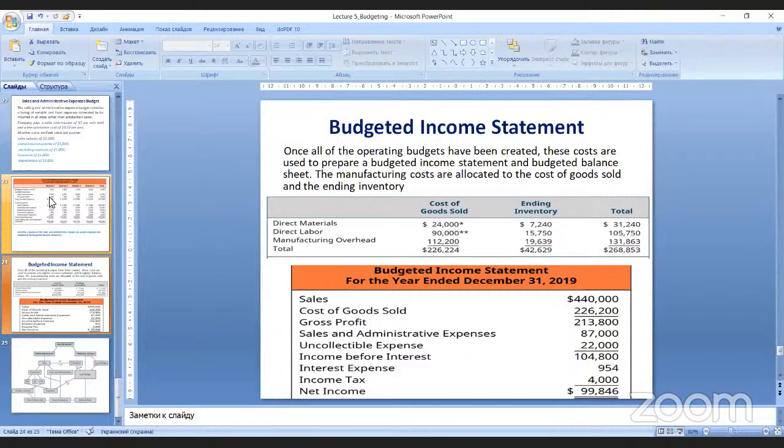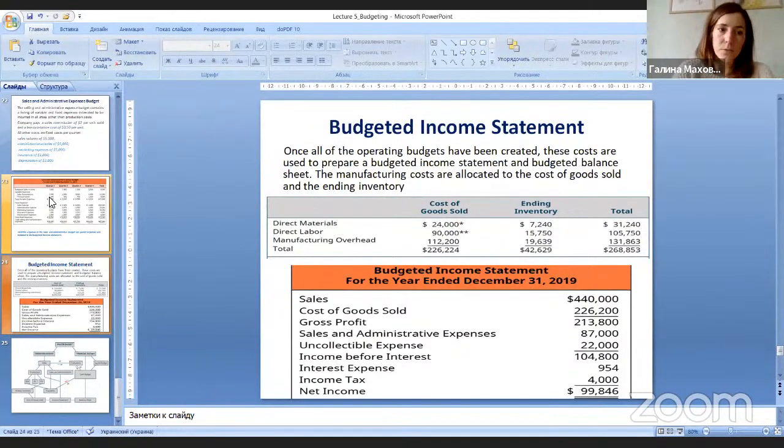And now let's compare the budgeted income statement as a result of operational budgets. As we created all operational budgets, from the sales budget to the sales and administrative cost budget, we should take into account the quantity that we want to sell and the quantity that we will have in inventory of products. So we calculate that direct materials will cost $31,240, but we remember that 6,000 of product we plan to sell, and 1,050 units of product will be our inventory.